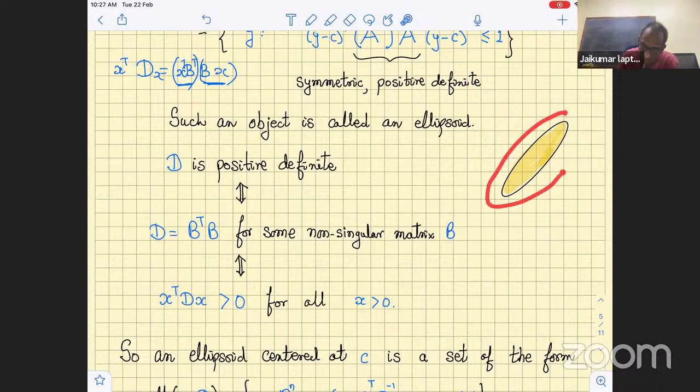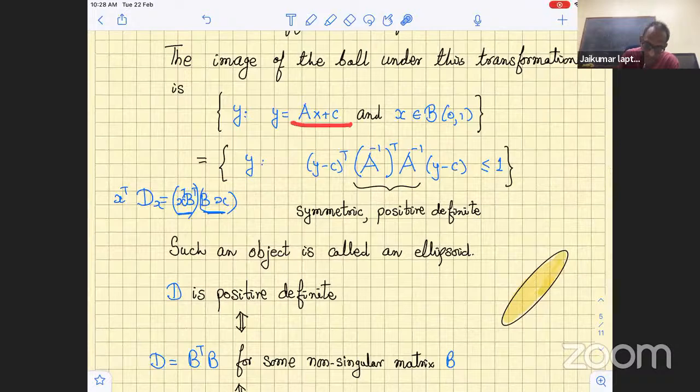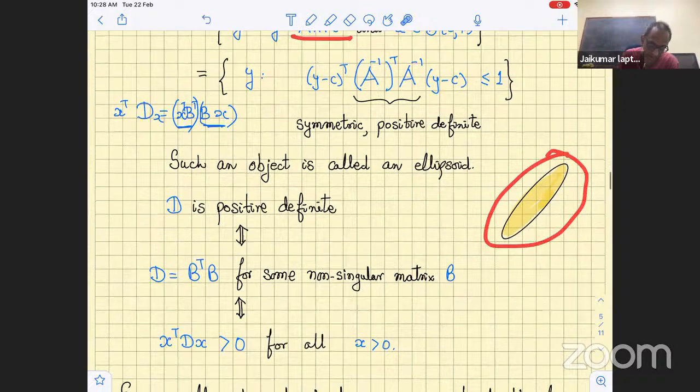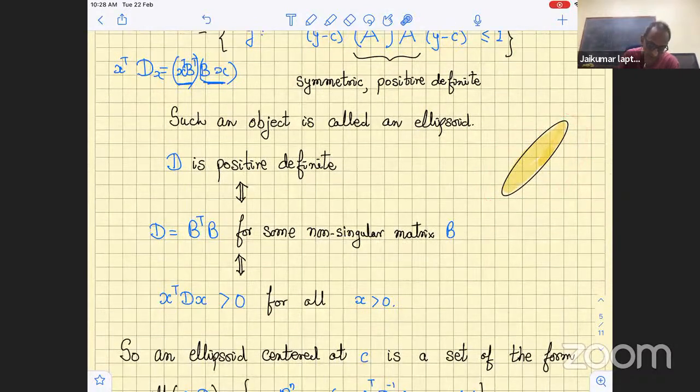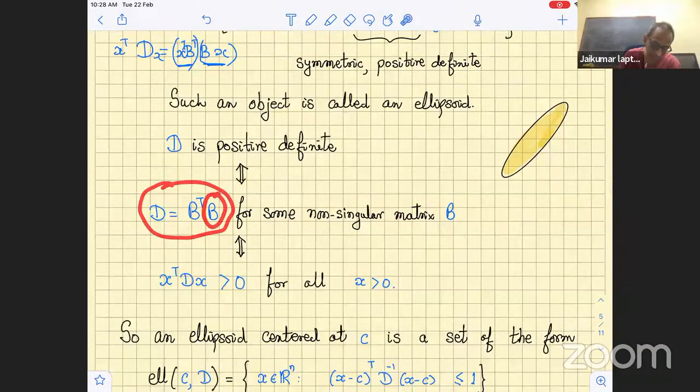So yeah, the object that arises by applying this linear transformation and shifting is called an ellipsoid. Okay. And now here are some facts about positive definite matrices. If a matrix is positive definite, then it can always be written in this form. In our case, it arose out of a linear transformation, but any positive definite matrix arises out of a non-singular linear transformation in this form.